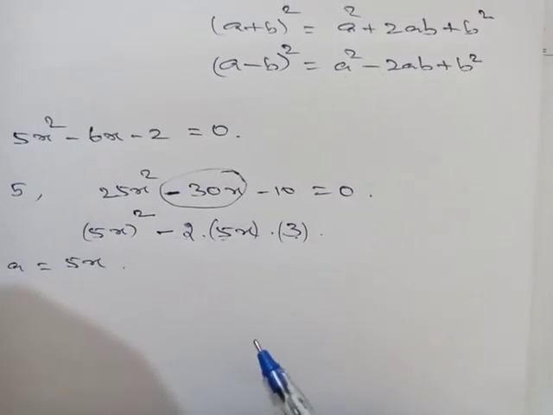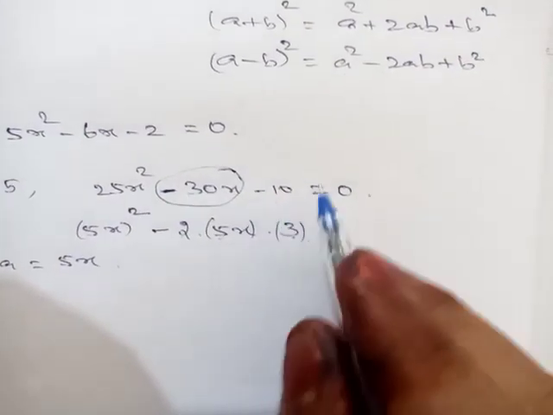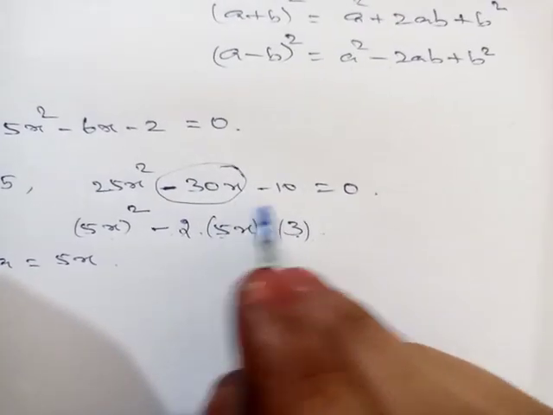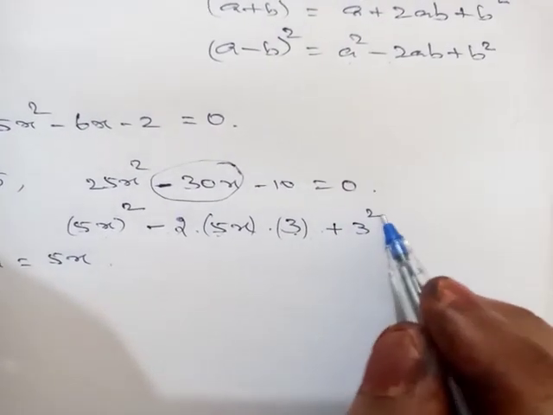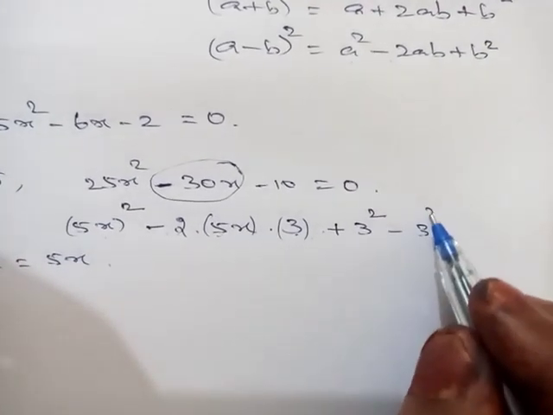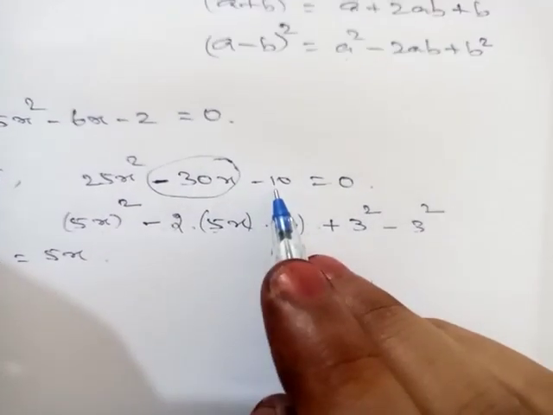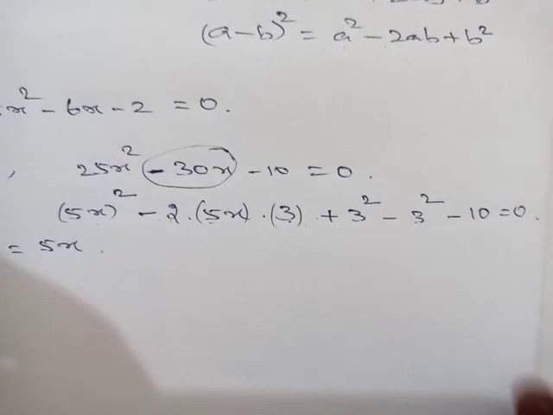That's all. So after that what do we need? We need b square. Actually here b square is not there. That is 3 square, 9 must be there. Actually here there is no 9. That's why what I am doing, plus 3 square. I am adding and subtracting 3 square. Just add and subtract this b square. After that what is the number? Minus 10 is there. You write that as it is. Minus 10 is equal to 0.